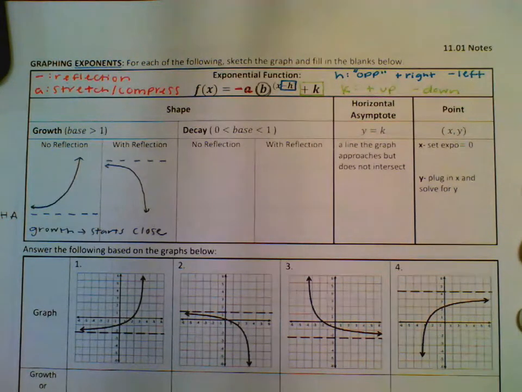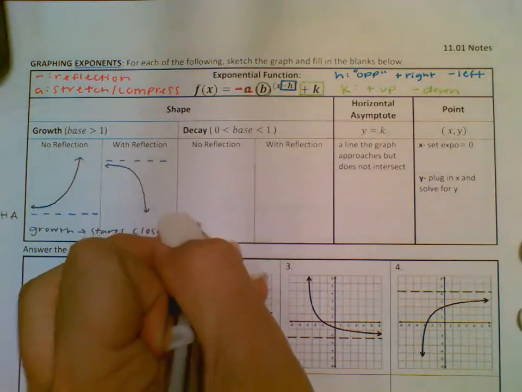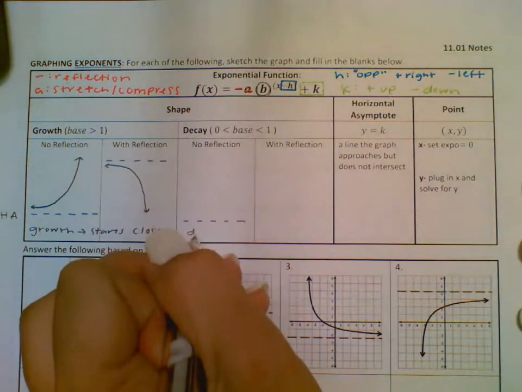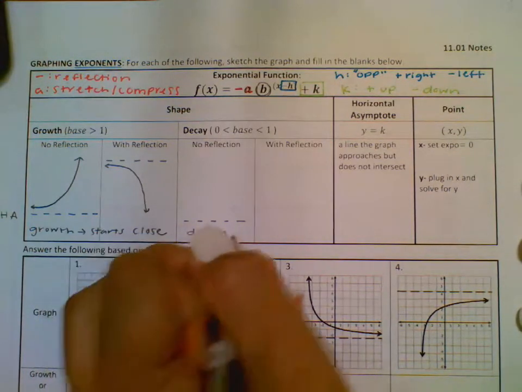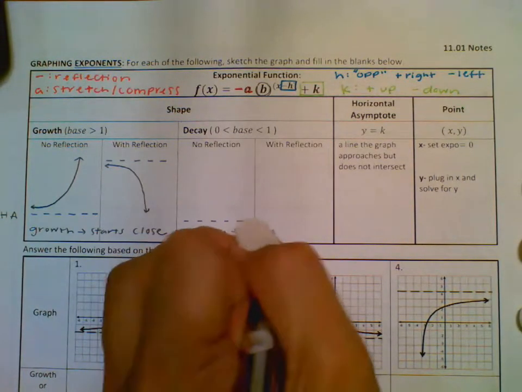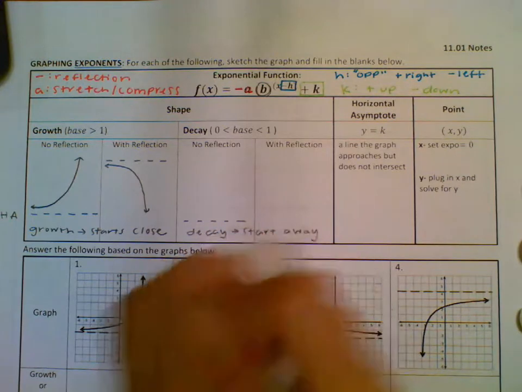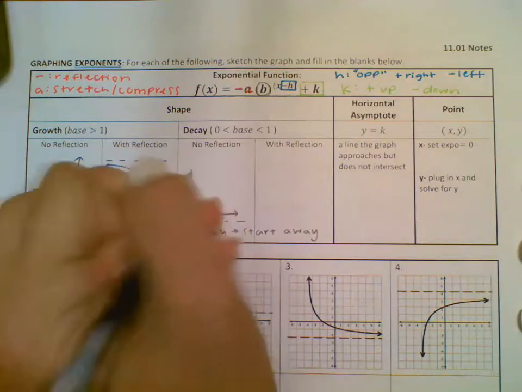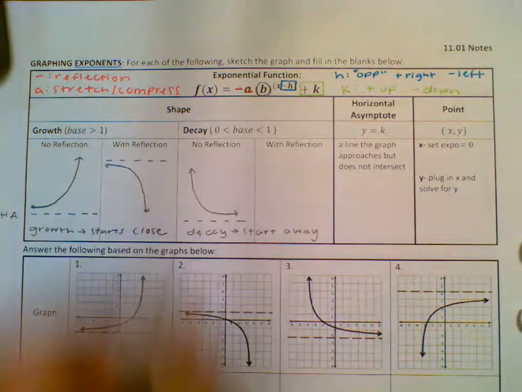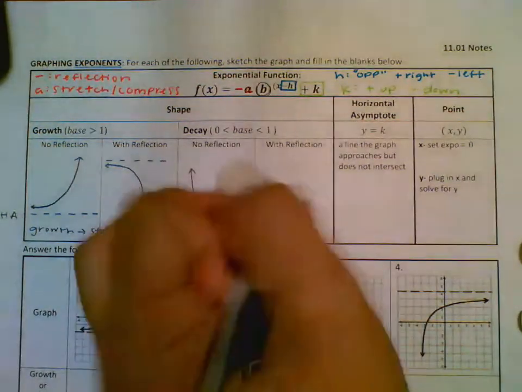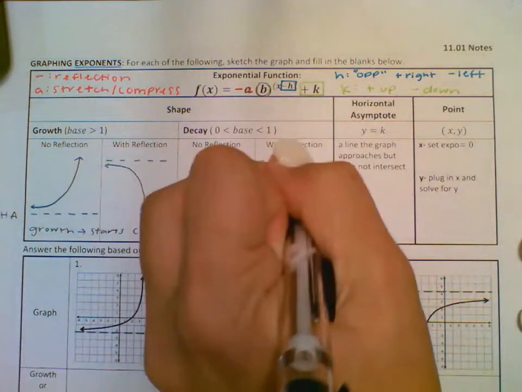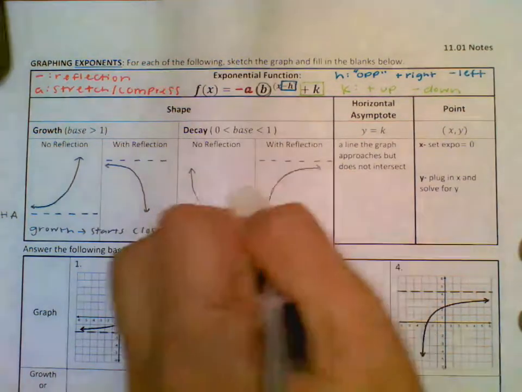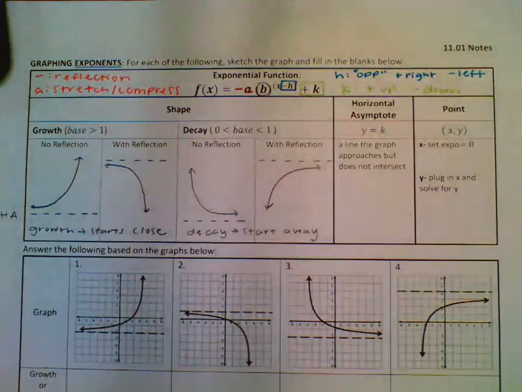Decay does the opposite. So decay will start far away from the asymptote. So decay, far away, right? So on the left side with decay, we're starting far away from the asymptote and getting closer. So on the left side, decay starts far away. And if I take that and I reflect it, the asymptote is now on the top, and decay starts far away and gets closer on this side. So those are our 4 pictures.